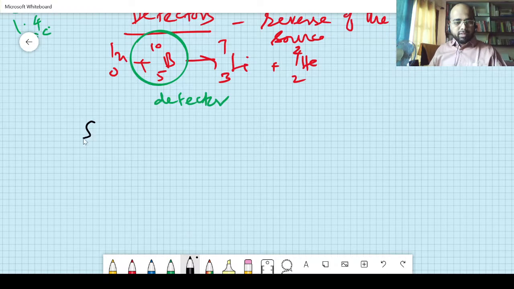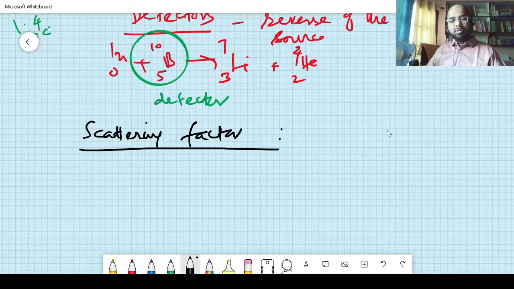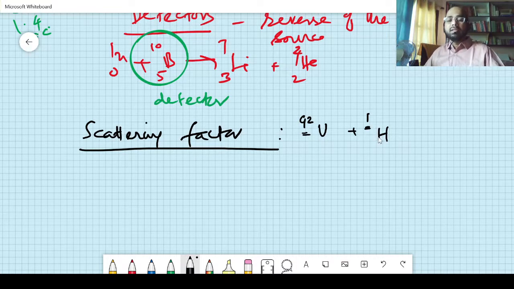What is the scattering factor? I think I told you about the scattering factor in my previous class. For example, uranium is having 92 electrons and hydrogen is having 1 electron. So the scattering power of 92 is overwhelming compared to that of the 1 in the case of X-ray diffraction. Therefore, hydrogen becomes invisible.